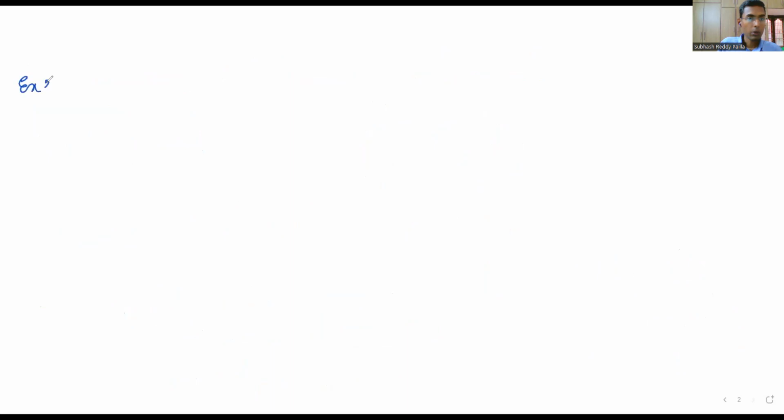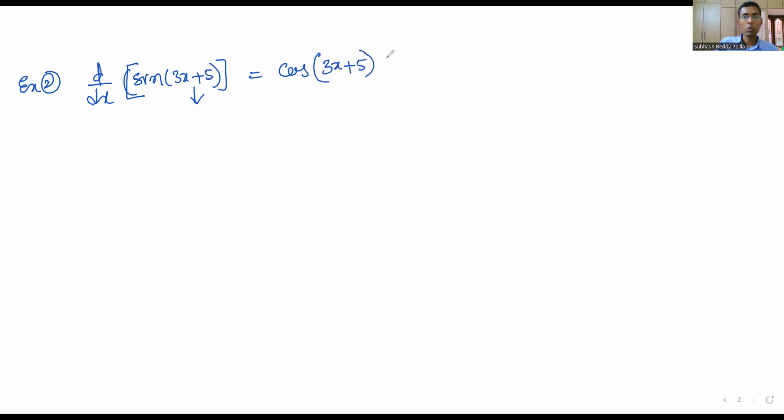So now we'll do example 2 directly. d by dx of sine of 3x plus 5. Like this, we'll take one question. Here the inside function is f of x, and the outside sine x is g of x. So we'll do it directly. The differentiation of sine x is cos x, but in the place of x we have 3x plus 5, into d by dx of 3x plus 5. Is it clear? Yes, sir.